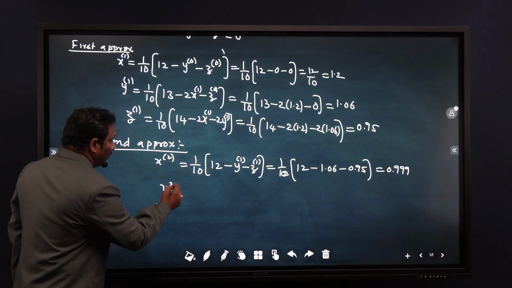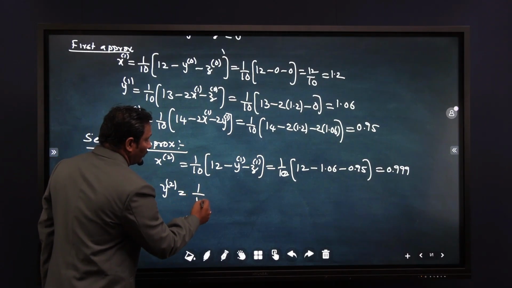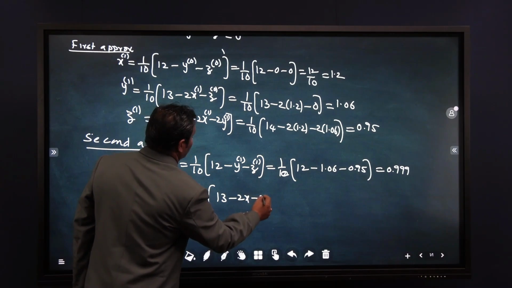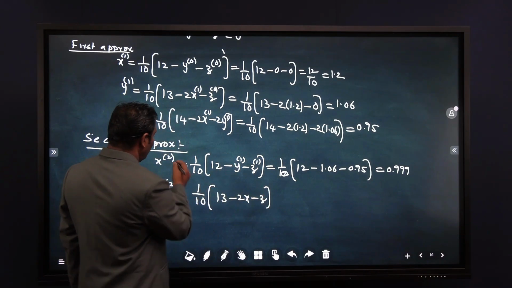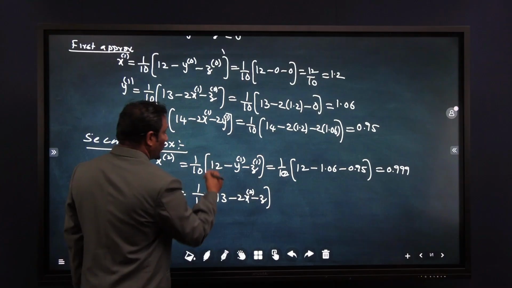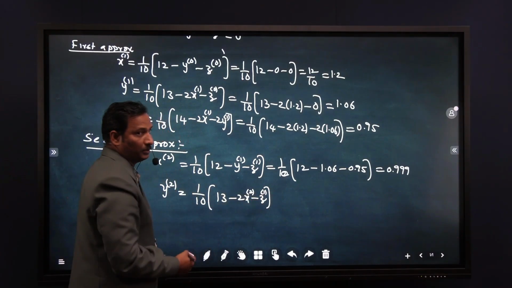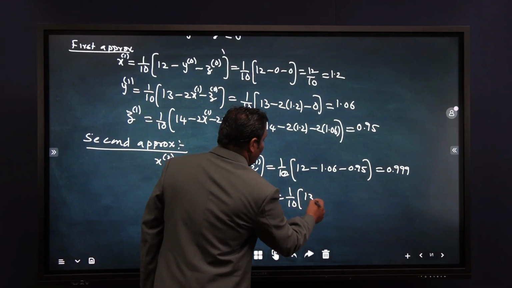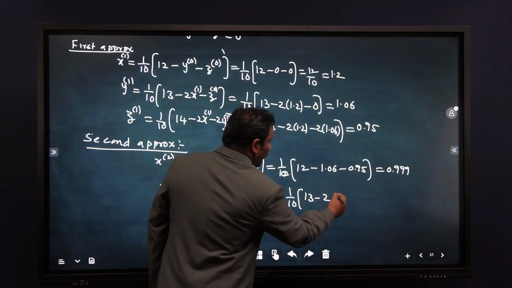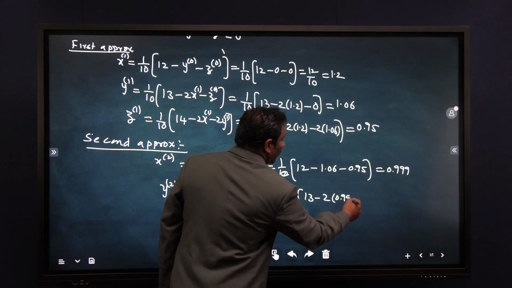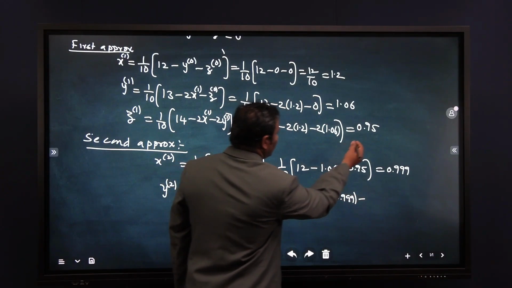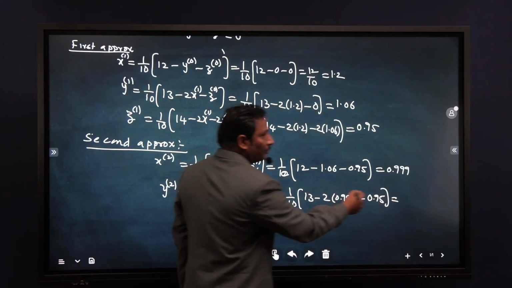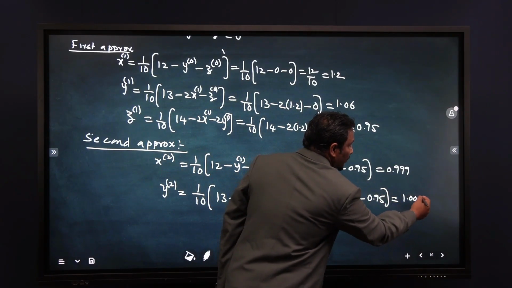Next, y second approximated value equals 1 by 10 times of 13 minus 2x minus z. Now write down the known values. We have to use the second approximated value and the previous value, that is the first approximation value, which equals 1 by 10 times of 13 minus 2 into the second approximated value of x, that is 0.999, minus z previously, that is the first approximation, 0.95. So on calculating, we'll get it as 1.005.